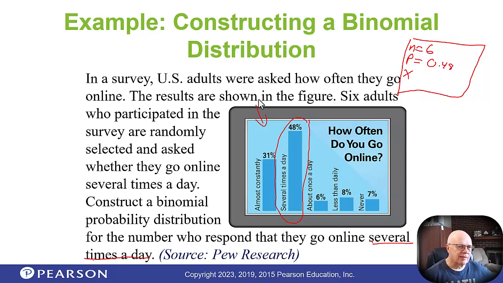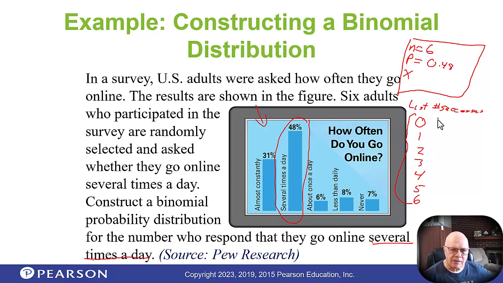Well, what are the possibilities? You might want to make a list. How many successes could you have? Well, you're asking 6 adults. Maybe none of them say that they go on several times a day. Or 1, 2, 3, 4, 5, 6, 7? No, you only asked 6 people. So these are the possibilities.